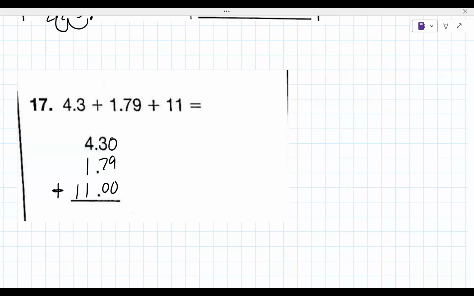All right. What is 0 plus 9 plus 0? I'm sorry, you're adding vertically. The 0, the 9, and the 0. What does that add up to? 9. Okay, there's no carry. What about 3 plus 7 plus 0? 10. So that's 0 with a carry of 1. What is 1 plus 4 plus 1 plus 1? 7. So it's 17.09.